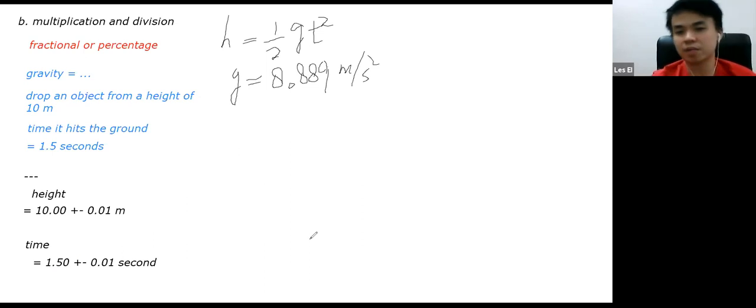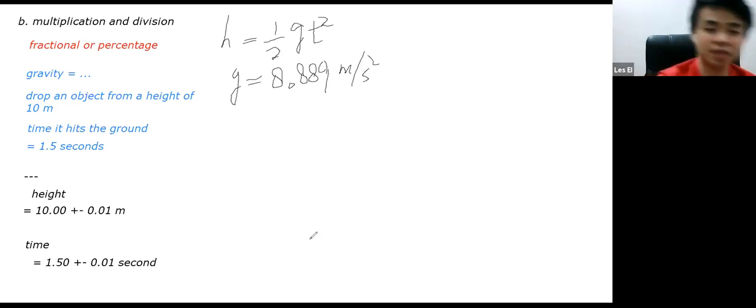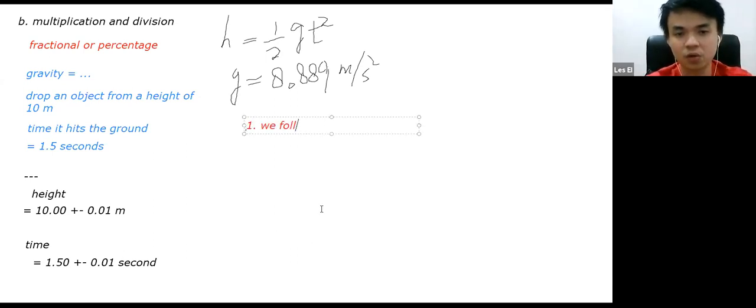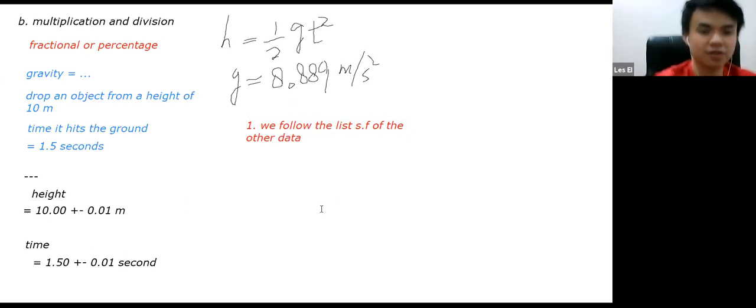Yeah, you can calculate, but then what's next? To write your result, you need to know the rule, right? So if you are involving a multiplication or a division, the rule is we follow the least significant figures of the other data. What is your other data? Your other data is height and time. How many significant figures are there? You see what the height?